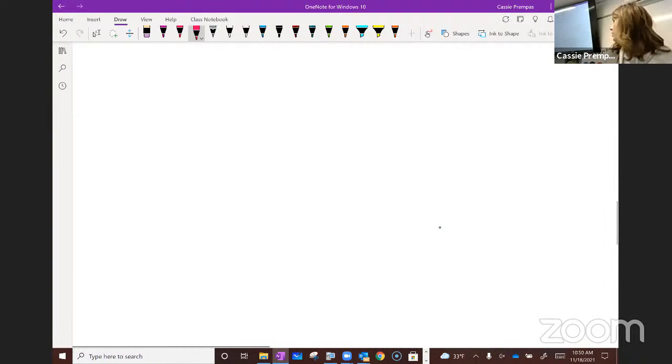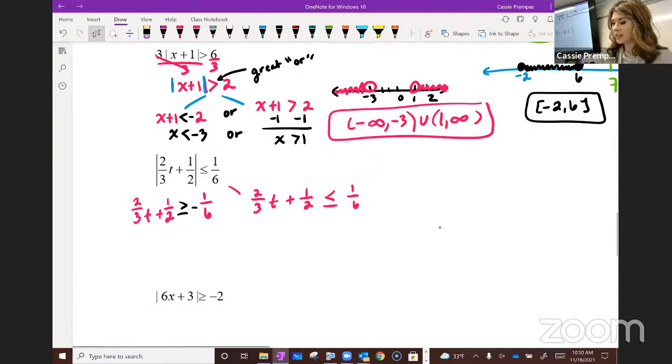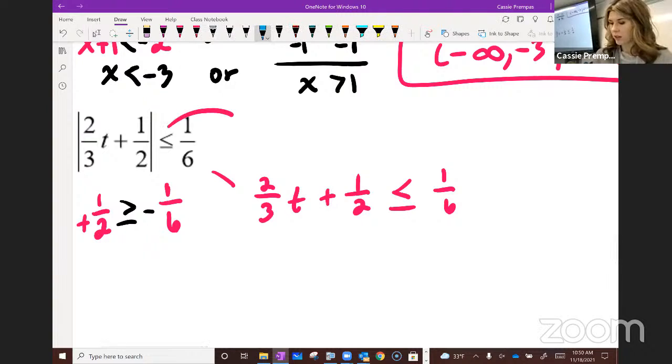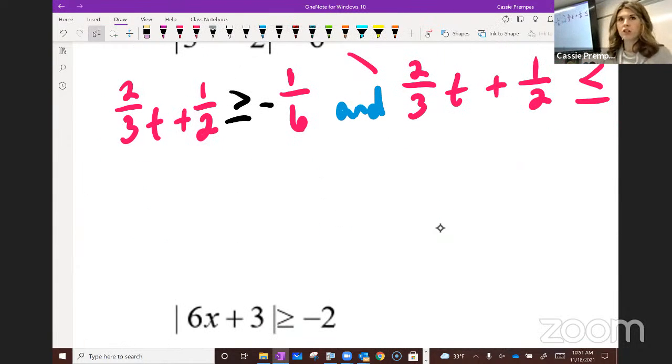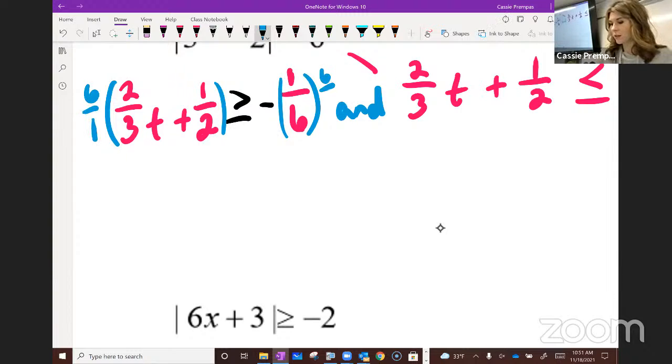I don't know what symbol it is. My OneNote cut out on me. It's a less than. Good, so it's going to be an and. So I'm going to have an and situation. And what can I do to get rid of all of those fractions? Multiply by the least common denominator. Awesome. So I'll distribute a 6.